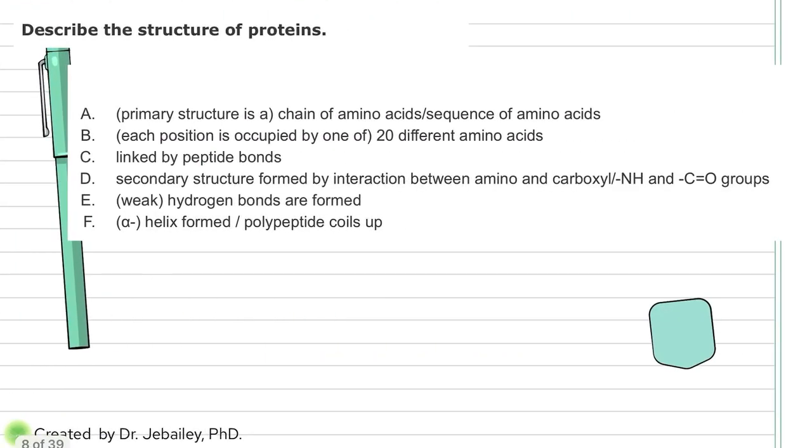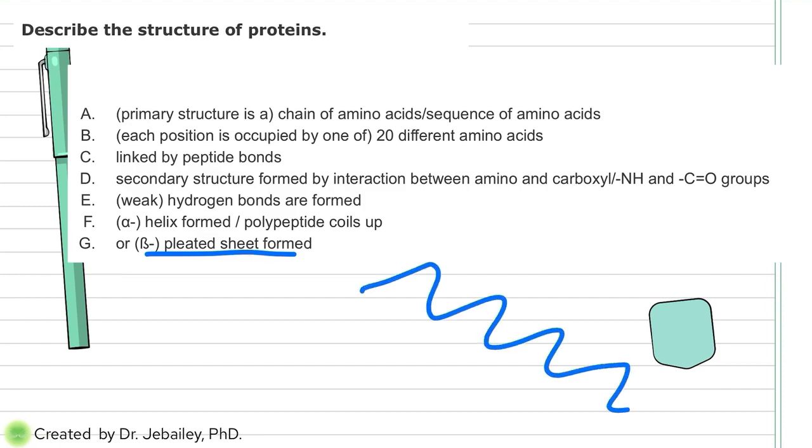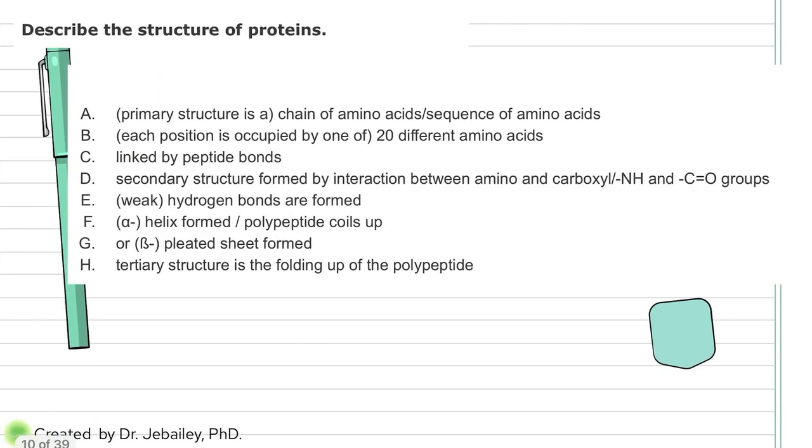Moving on. So basically we have the alpha helix formed, which the peptide coils up, is basically the joint that I was doing like this. We also have the beta sheet form, which is the zigzag that I was talking about. So this section here is the secondary, this is the primary. And then we have the tertiary, which is folding up polypeptides.